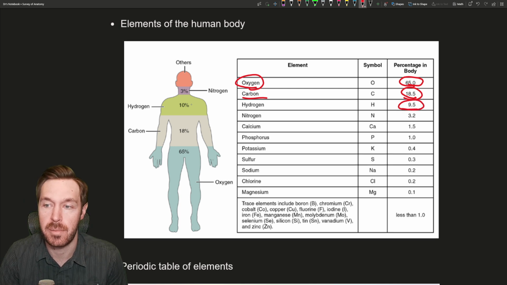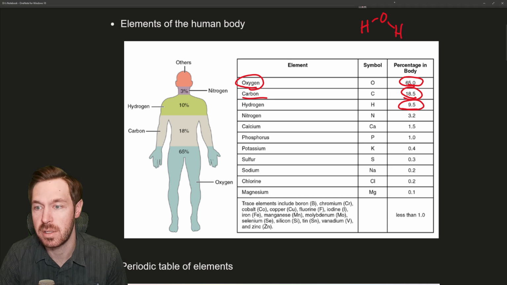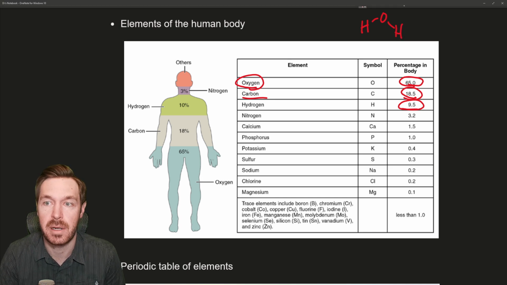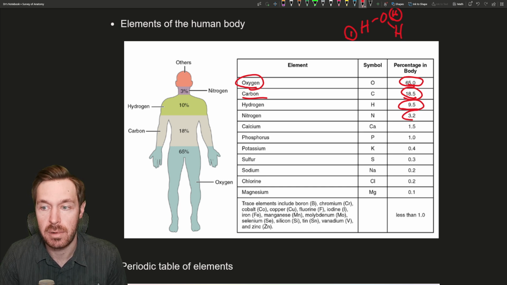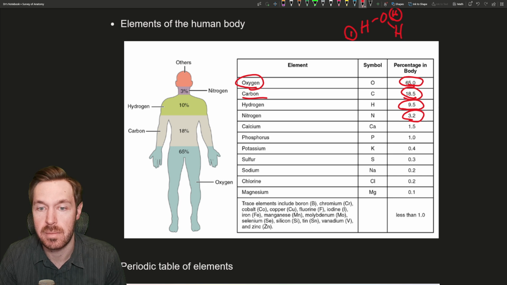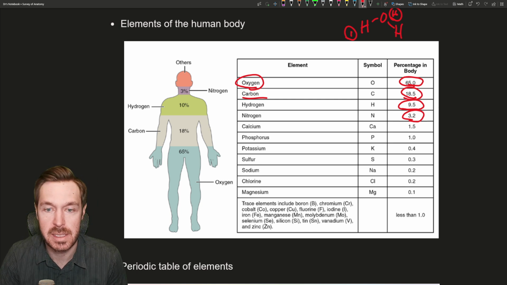Hydrogen, then 9.5%. So even though there's a lot of hydrogen, so we draw a molecule of water right here, H2O, there's 2 hydrogens and 1 oxygen. So you're like, why is hydrogen only 9.5%? Well, hydrogen weighs 1 atomic mass unit and oxygen weighs 16. So a big difference there in the weight of each. Nitrogen, 3.2. Nitrogen becomes important in proteins and your DNA, like nucleic acids.